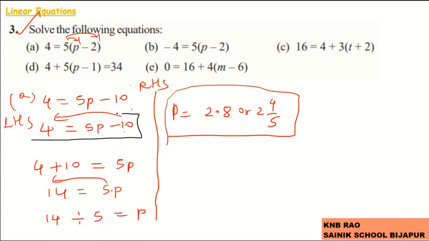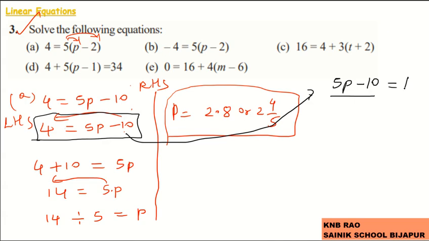This 4 equals 5P minus 10 can also be written as 5P minus 10 equals 4. That is, I am writing the RHS as the left hand side, and this 4, which is LHS, I can write as RHS. So, whenever you have such things, instead of getting confused, you can convert to this format where the LHS has the variable part and the RHS has only the numerical part.